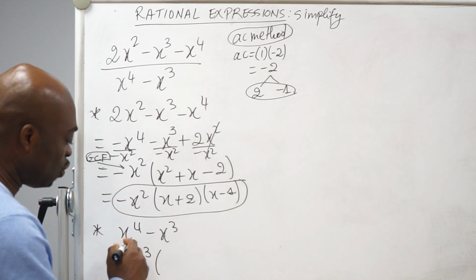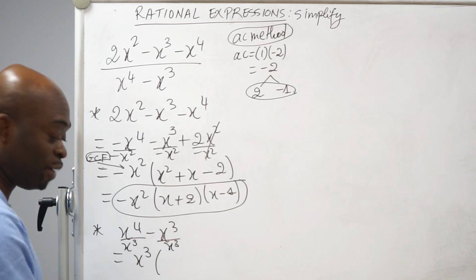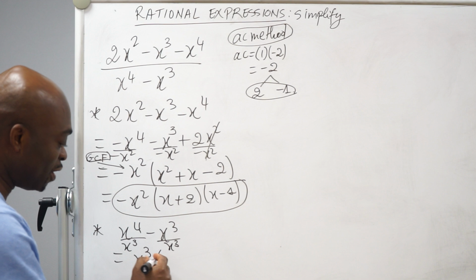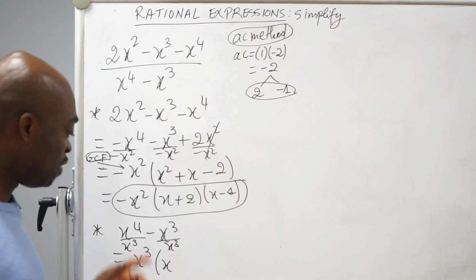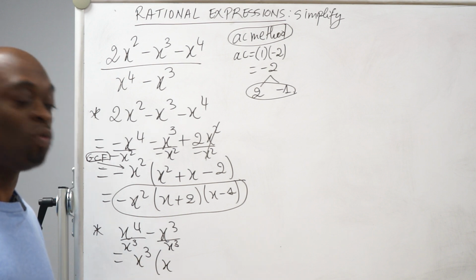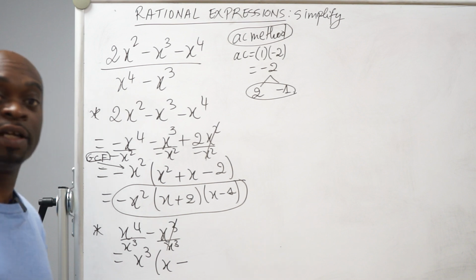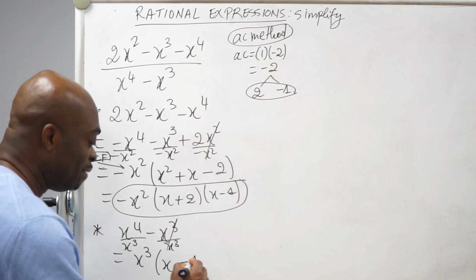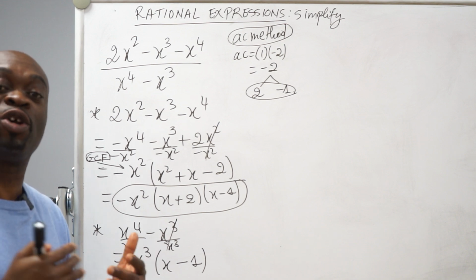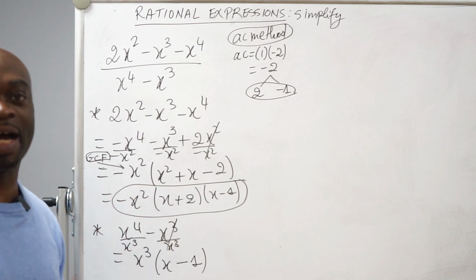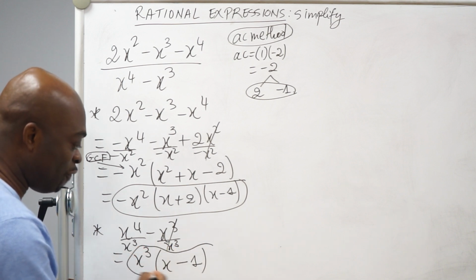So when you divide this by x to the third, and you divide this by x to the third, x to the fourth divided by x to the third is x, because when you're dividing the same variables, you subtract the powers. 4 minus 3 is just 1, and we don't need to write the 1. That's why this one is x. Then minus x to the third divided by x to the third is 1, or you can say x to the third goes into x to the third one time. That's why we have the 1 there. And that's it for the second one.